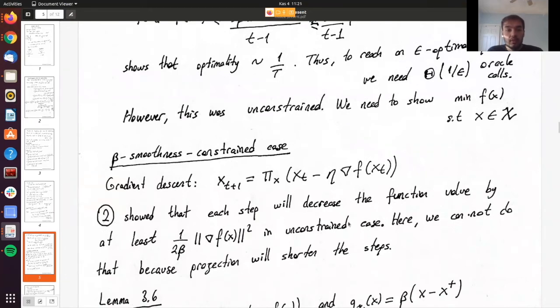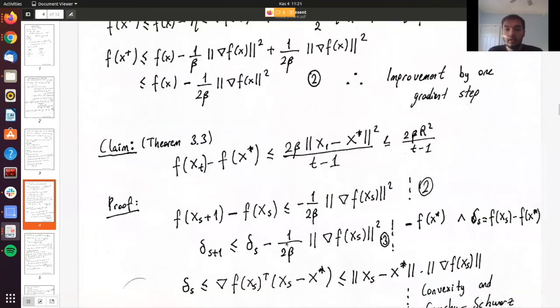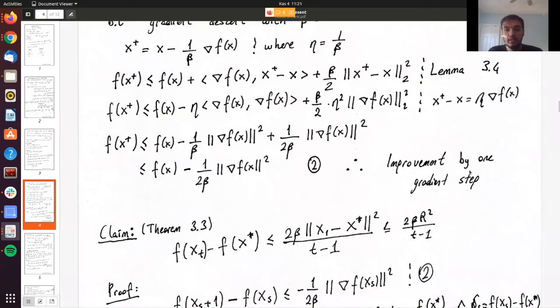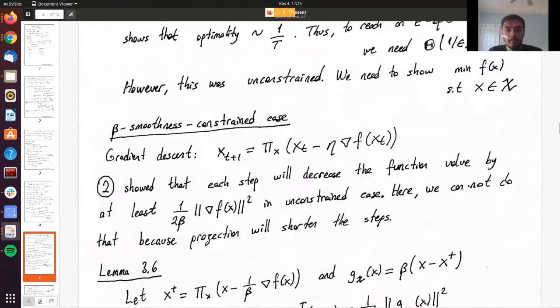So previously we showed that each step will decrease the function value by at least 1 over 2 beta times the norm of gradient squared. So that was here, right? This is the improvement by one gradient step. So this is good, but we cannot do that because the projection will shorten the steps.